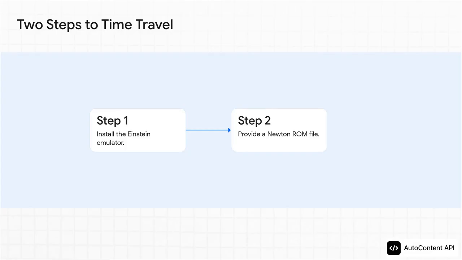Now, if you want to try it, the process is surprisingly simple. First, you install the Einstein emulator. Second, you just have to give it a Newton ROM file. That's the core operating system. But that second step, there's a little catch.